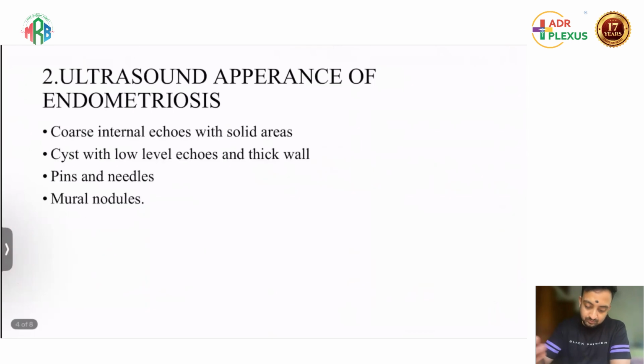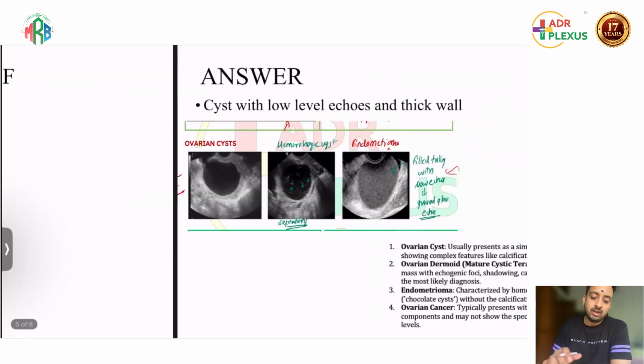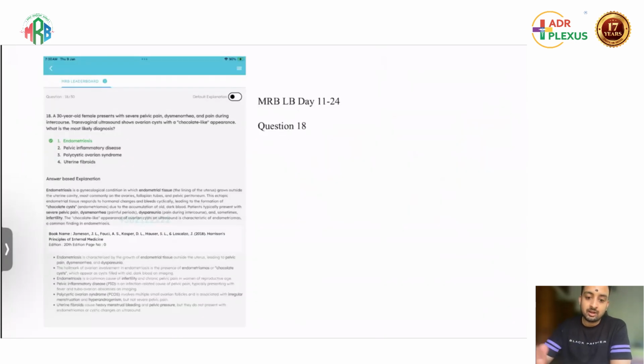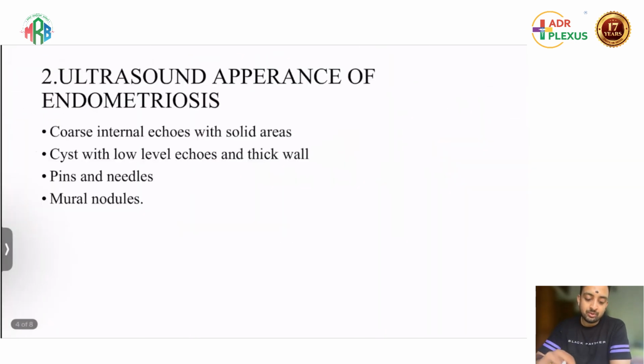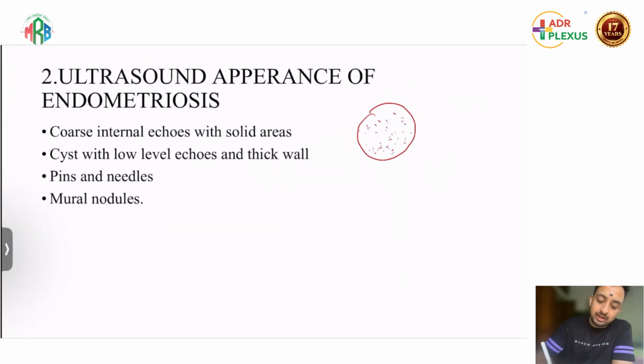Now, another important question, and I'm happy that this same question we had once discussed in our leaderboard also, about endometriosis, and the question was directly straightforward. What is the ultrasound appearance of endometriosis? In endometriosis, you will be able to see a cyst with multiple low level internal echoes. Okay, so we will be having very low level internal echoes.